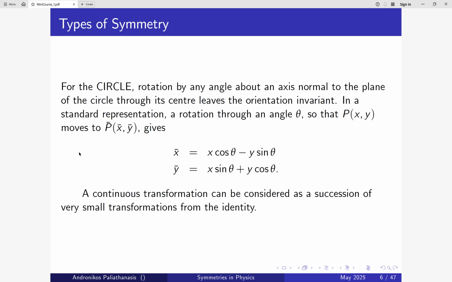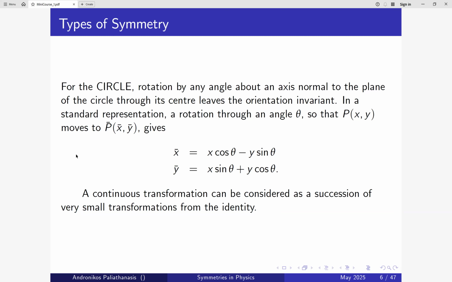Now we will move to the concept of continuous symmetries. For the circle, rotations by any angle about an axis normal to the plane of the circle through its center leave the orientation invariant.